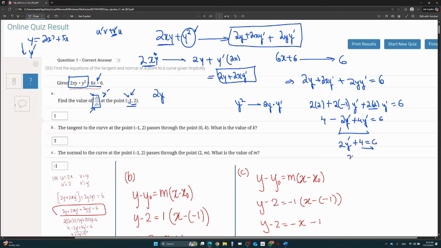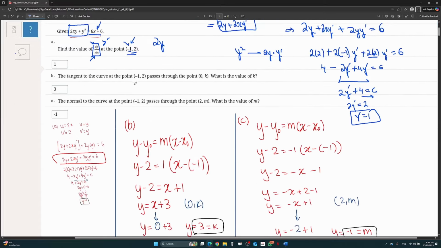4 to the other side, you get 2y prime is equal to 2, y prime is equal to 1. Now, they said that the tangent to the curve at this point passes through the point (0, k). What's the value of k? How do you find the tangent to the curve?